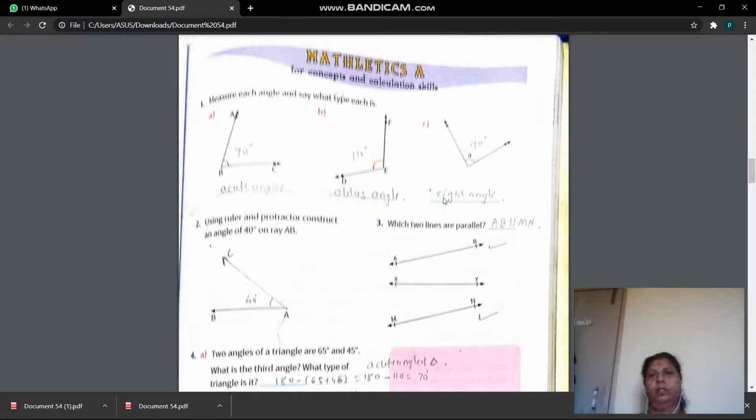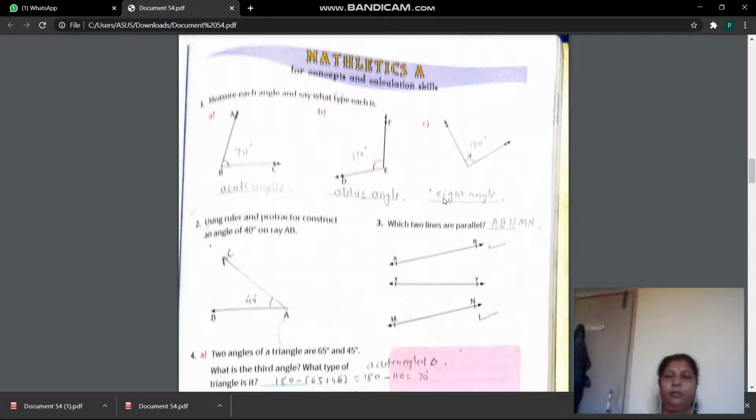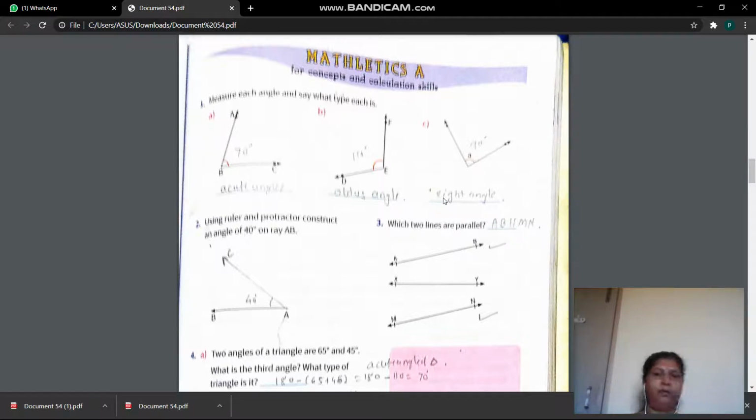Okay, now see, you can see on the screen also, but it is a little bit blurry. So you have to solve in the book, page number 125, and refer to the screen also. See, first question, measure each angle and say what type it is. Can anyone tell me the types of angles? Zero angle, acute angle, right angle, obtuse angle and straight angle. Right. So let's start.